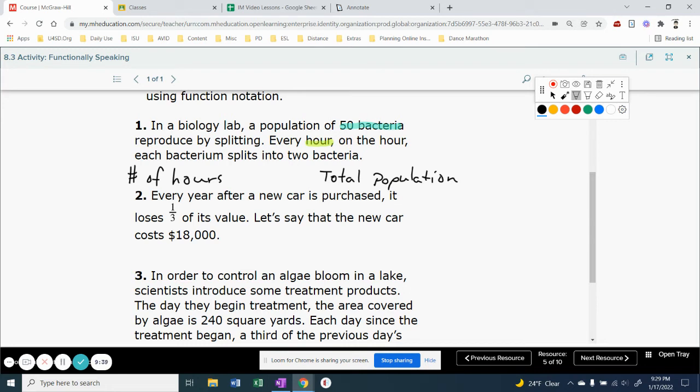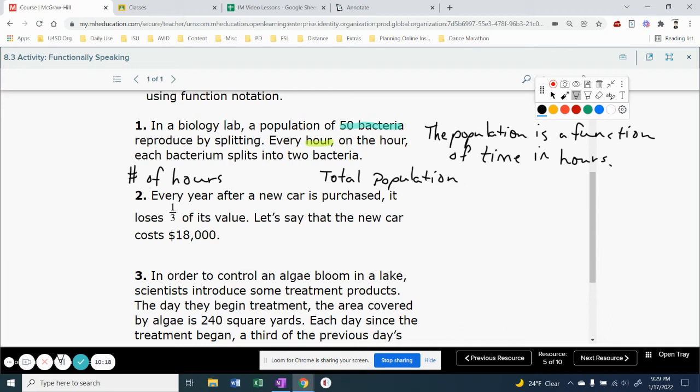Which one depends on the other? Yeah, the more hours, the greater the population. So the number of hours gives us the total population. So if I use our sentence, we could say the population is a function of time in hours.